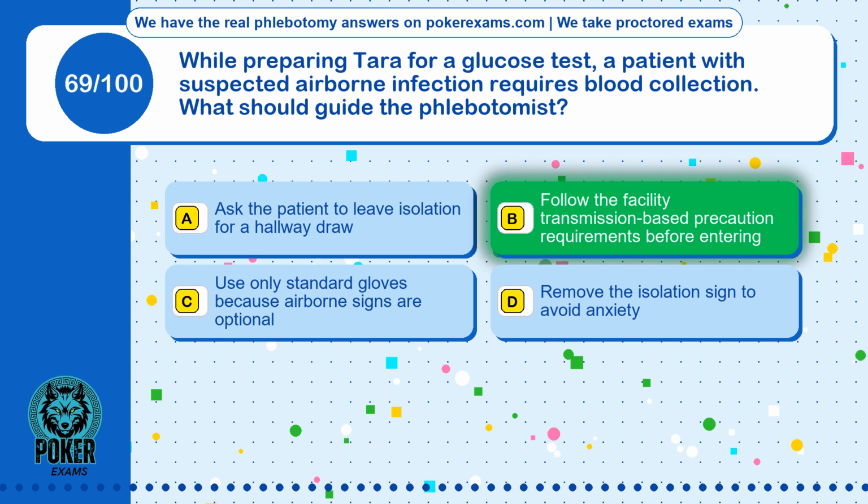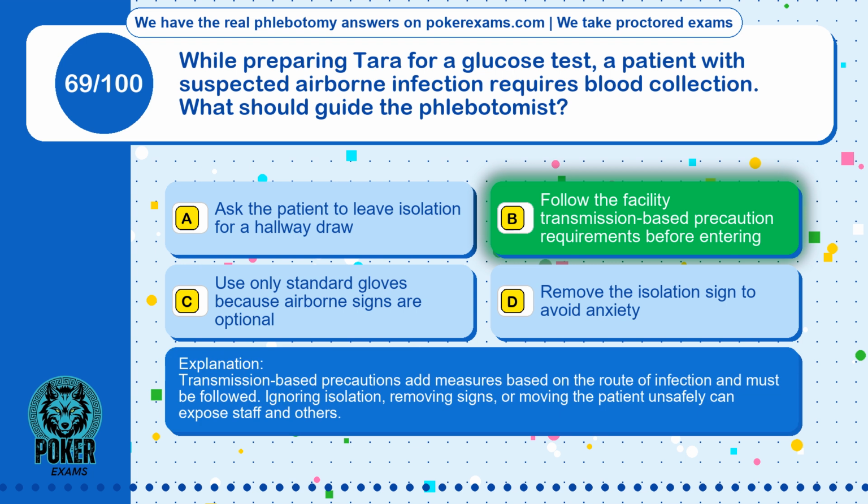The correct answer is option B. Follow the facility transmission-based precaution requirements before entering. Transmission-based precautions add measures based on the route of infection and must be followed. Ignoring isolation, removing signs, or moving the patient unsafely can expose staff and others.